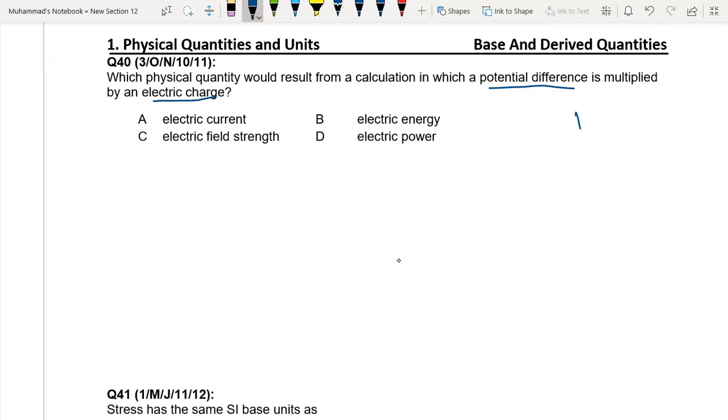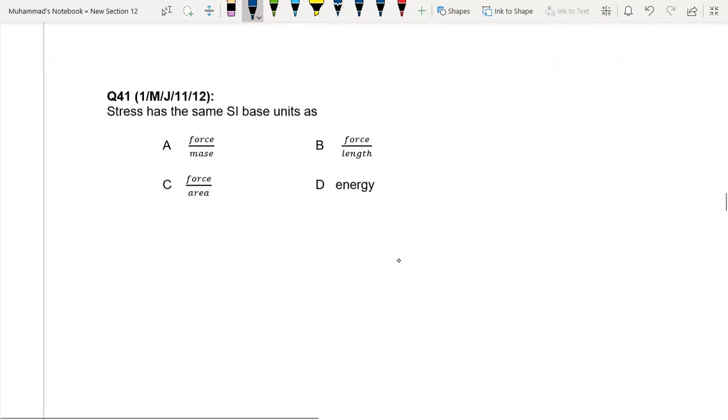If you multiply potential difference times charge, what physical quantity will you get? You know that potential difference is work done per unit charge. So if you multiply this V with Q, you will get work done or energy. So electric energy will be the correct option.